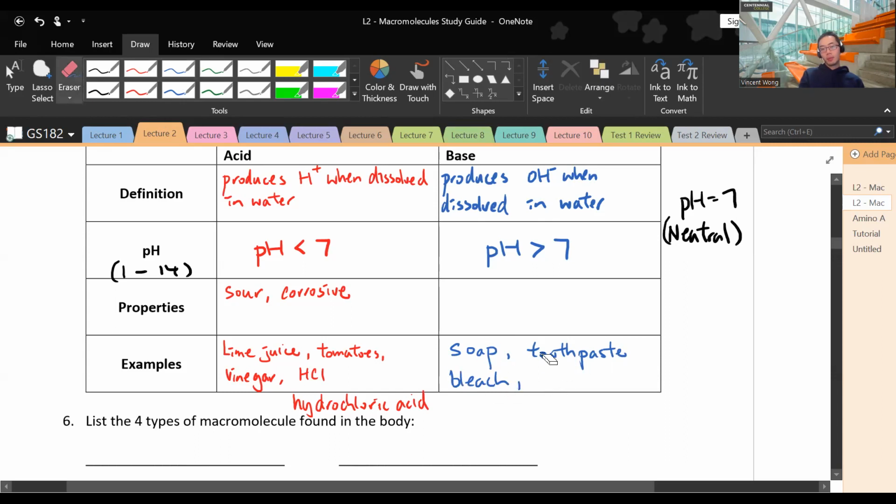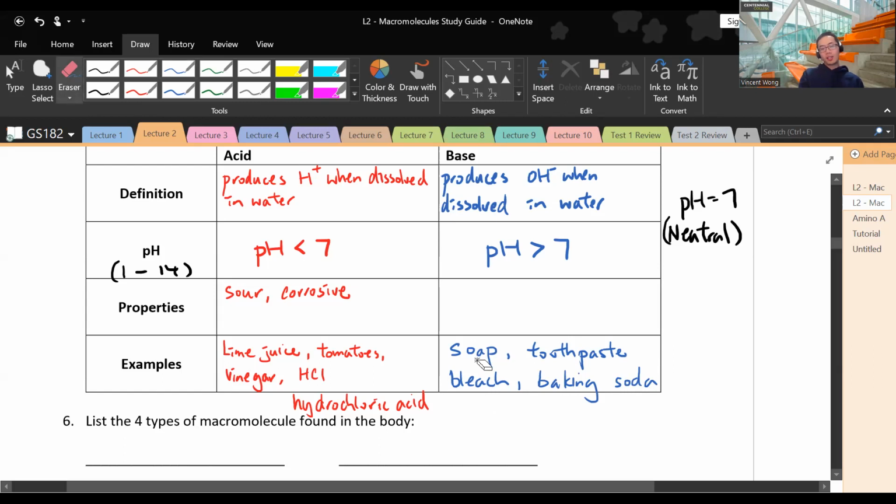Yeah, well, I mean, we don't really eat these things. You shouldn't. Is there anything that we can eat that's actually basic? Used for baking, for example. Baking soda. That's right. When I say baking, it kind of gave it away, right? So all these things are basic, and you definitely should not taste bleach.